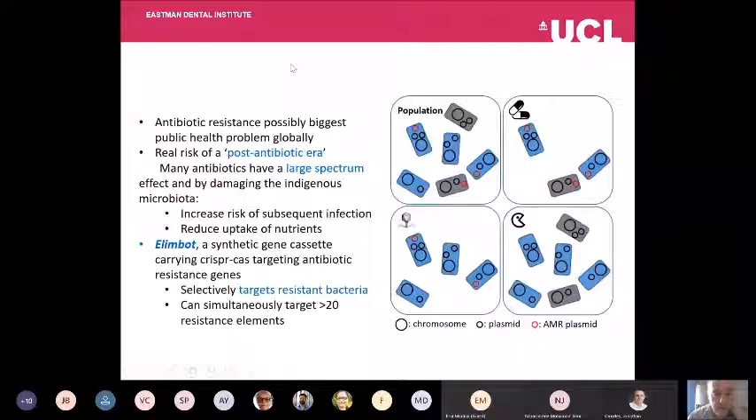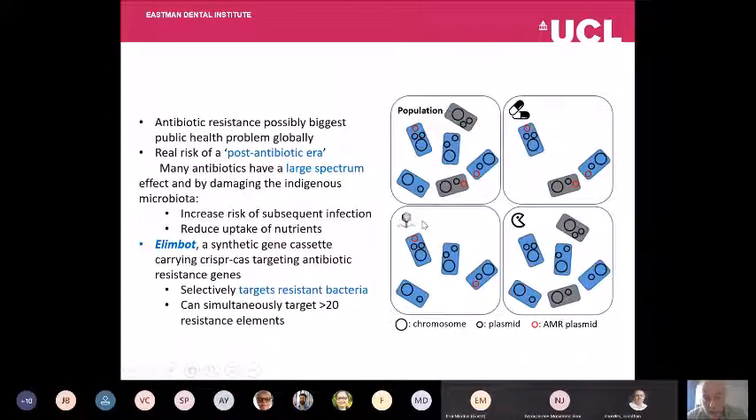Now, as you probably all know, antibiotic resistance is one of the biggest global problems, well, it used to be until COVID, and there's a risk of a post-antibiotic era coming. Before I go into this Limbot system, as we call it, this synthetic gene cassette, let's just see what happens when you have a population of bacteria, and these are antibiotic resistance plasmids shown in red, and you treat a patient or an environment with an antibiotic, you're just left with antibiotic resistant organisms. So the use and abuse of antibiotics has led to an explosion of antibiotic resistant organisms. All these organisms now are resistant after you've treated them.